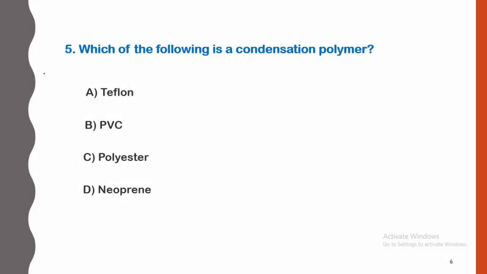Next, which of the following is condensation polymer? Options: A, Teflon, B, PVC, C, polyester, and D, neoprene. The right answer of this question is option C, polyester, because polyester is a polymer which is made by the condensation polymerization, and the remaining Teflon, PVC, and neoprene are made by the addition polymerization.